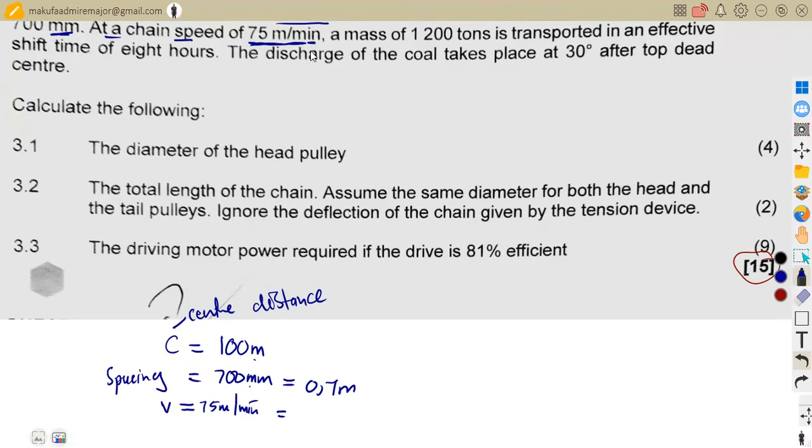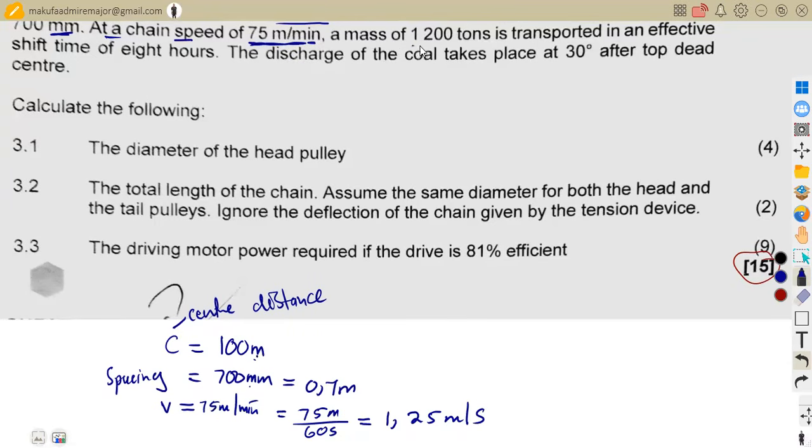So how do you convert a minute to a second? We are going to divide by 60. So we're going to have 75 meters over 60 seconds, since 1 minute is 60 seconds. That will give us 1.25 meters per second. So speed is supposed to be measured in meters per second from the distance that we are given.